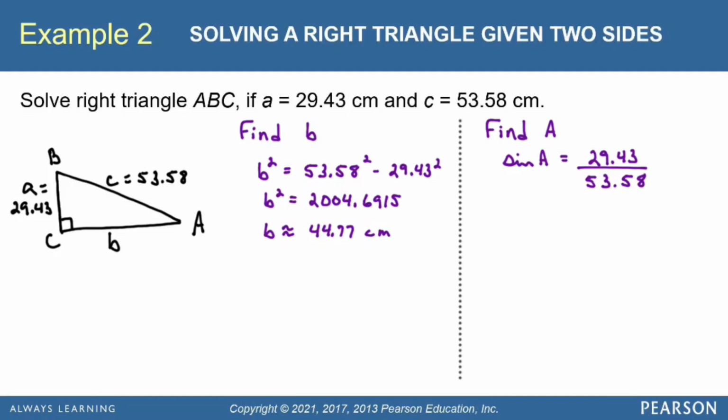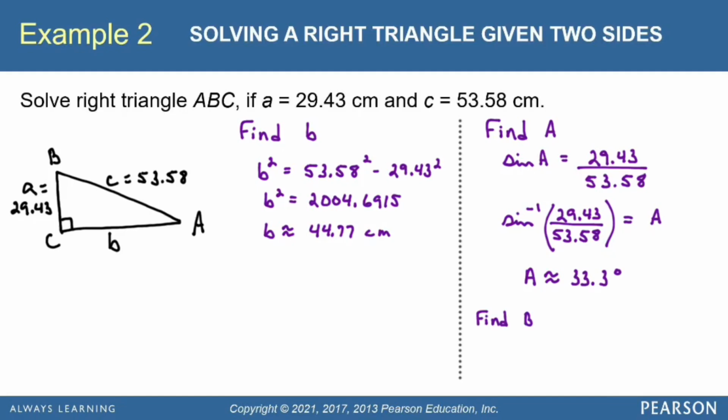And now we know how to handle this from section 2.3. We know that we can restate this in inverse form. So we can write the sine inverse of this fraction is equal to angle A, and that's exactly how you'll enter that in your calculator. So second button, then sine, so you have sine inverse, and then 29.43 divided by 53.58, press equal, and then you've got your angle, which is approximately 33.3 degrees.